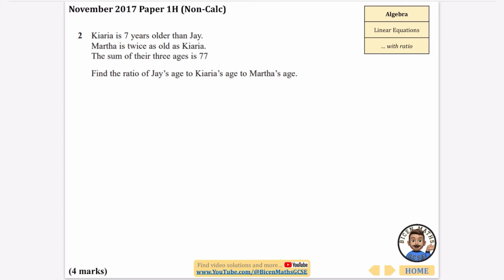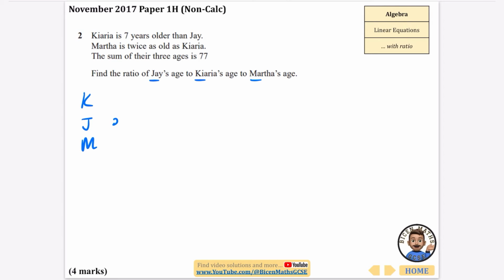Here we've got one that's blended with some ratio. So it says Kiara is 7 years older than Jay. Martha is twice as old as Kiara or Kira. The sum of their 3 ages is 77. Find the ratio of Jay to Kiara's to Martha's. So we've got J, K, and M here. Well, it says Kiara is 7 years older than Jay. So let's write down Kiara, Jay, and Martha.